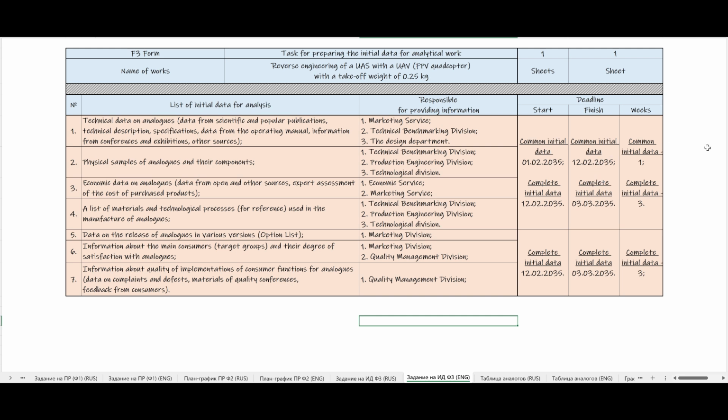In other words, it contains a list of initial data for analysis, technical and economic data of analysis, data on the characteristics of physical samples of analysis, information about the main consumers or target groups, and their degree of satisfaction with analysis, information on the quality of consumer functions for analysis. The responsible persons and deadlines for providing information are indicated.